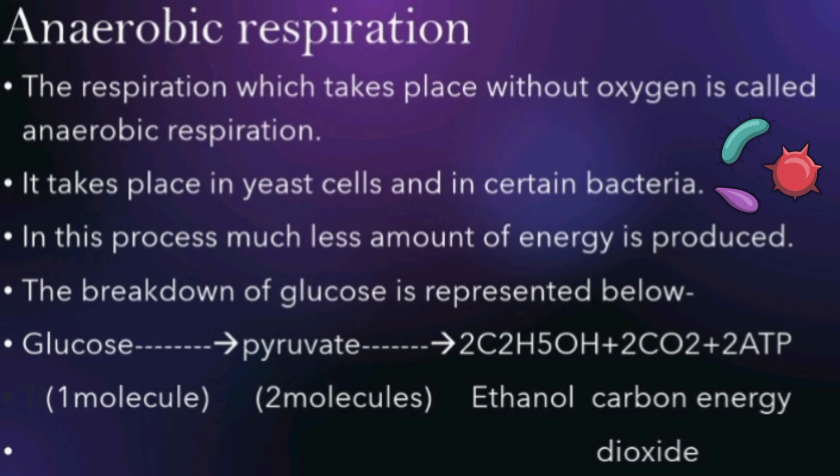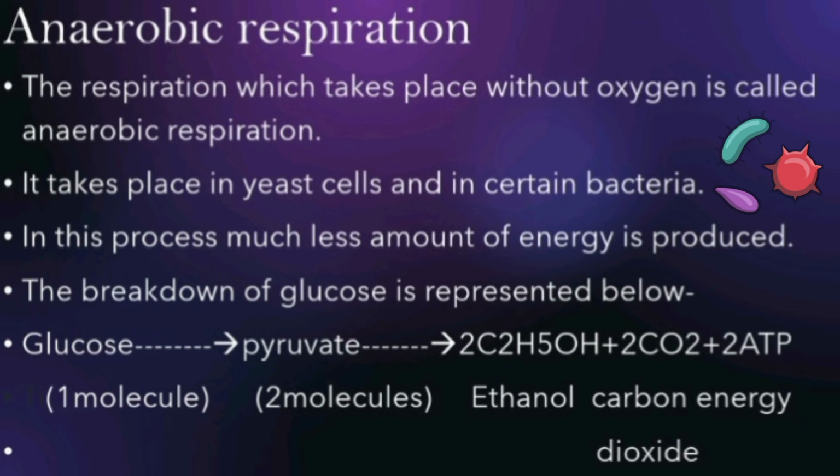The breaking down of glucose during anaerobic respiration is represented in this slide. You can also look at it by pausing the video. Here you can see glucose, which is one molecule, by the process of glycolysis in cytoplasm is first converted into pyruvate, which is two molecules. Then in the absence of oxygen, in the case of yeast, in a process called fermentation, pyruvate is converted into ethanol, carbon dioxide and 2 ATP energy molecules.